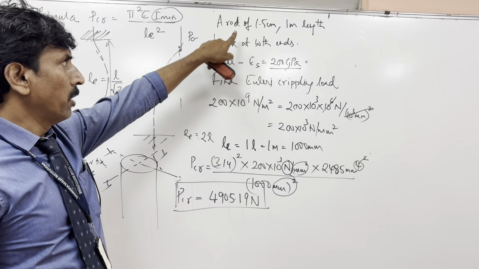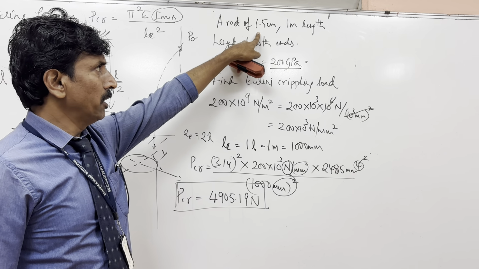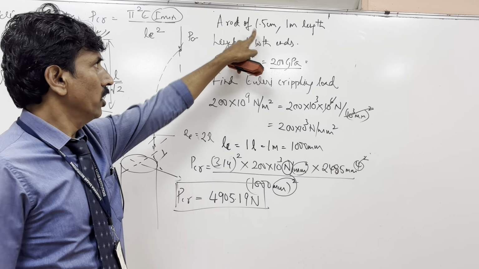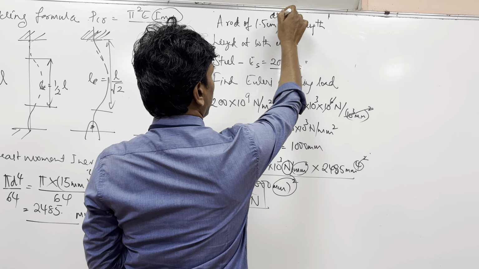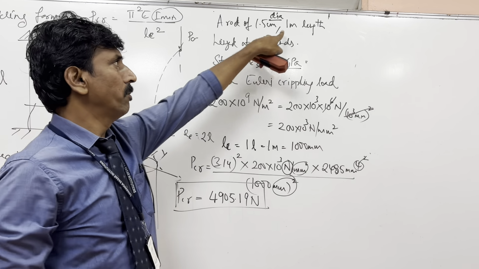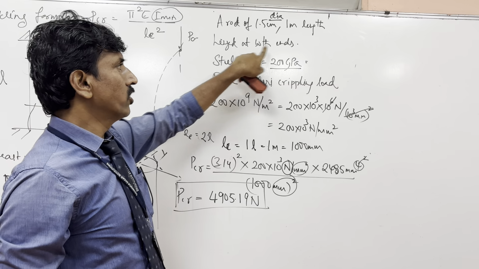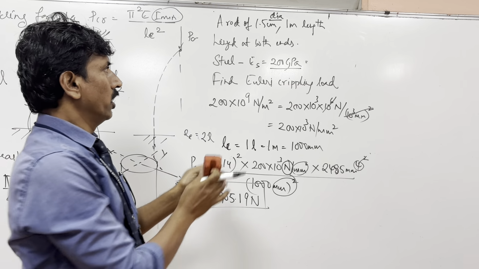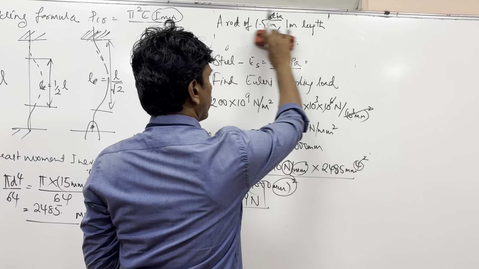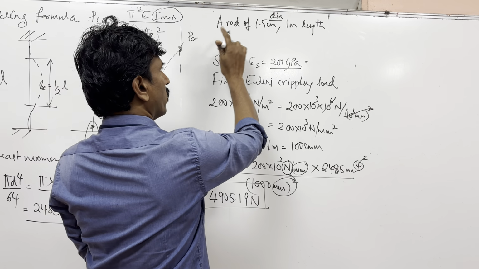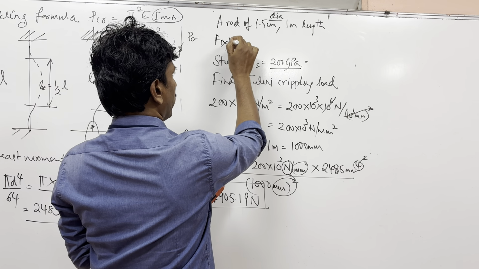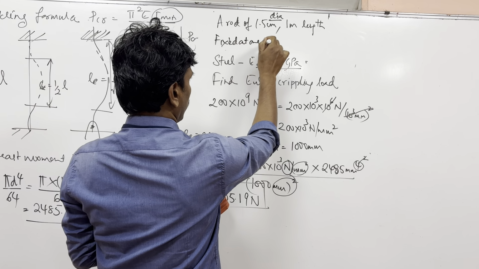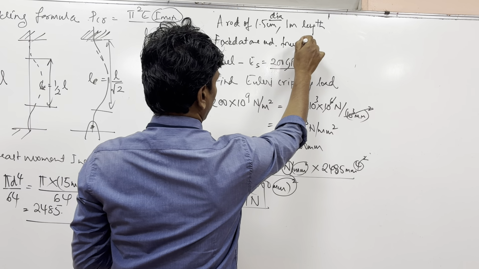All the data is the same. A rod of 1.5 centimeter diameter, I should have written dia here. 1.5 centimeter diameter, 1 meter length, and here hinged at both the ends. No. Instead of that, suppose I say fixed at one end, free at the other.